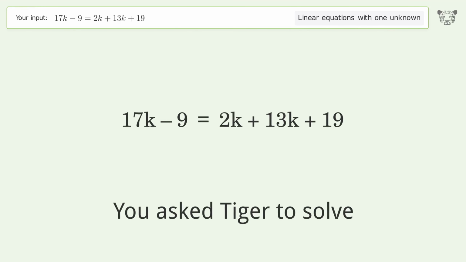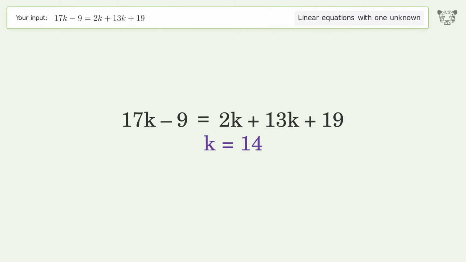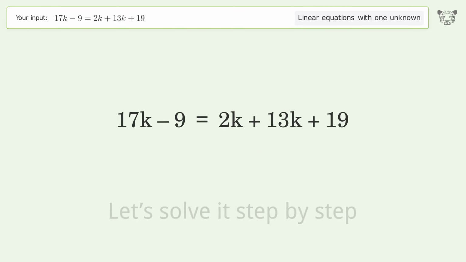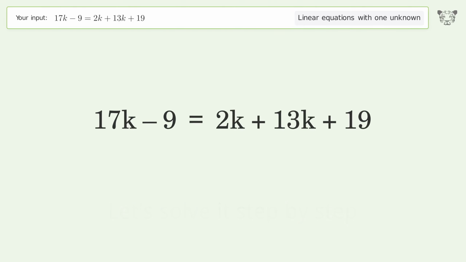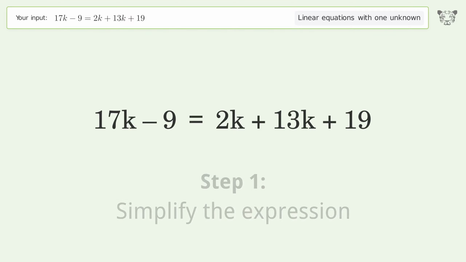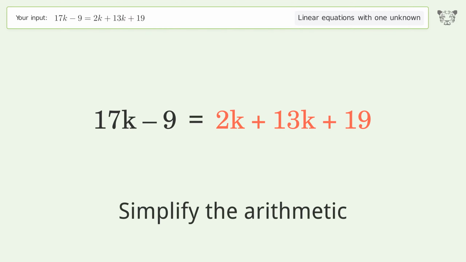You ask Tiger to solve. This deals with linear equations with one unknown. The final result is k equals 14. Let's solve it step by step. Simplify the expression. Simplify the arithmetic.